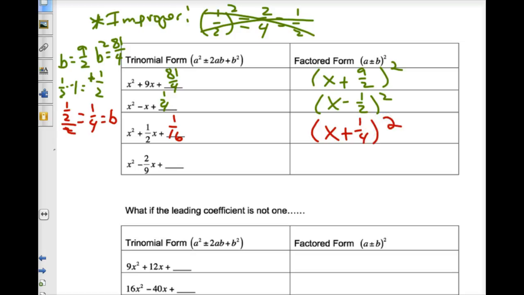This stuff works with fractions too. Can I do this one? We had a big argument about what half of 2 ninths was last period. They said 1 third. It's wrong. It's 1 ninth. Oh yeah, it is. Obviously it's 1 ninth.